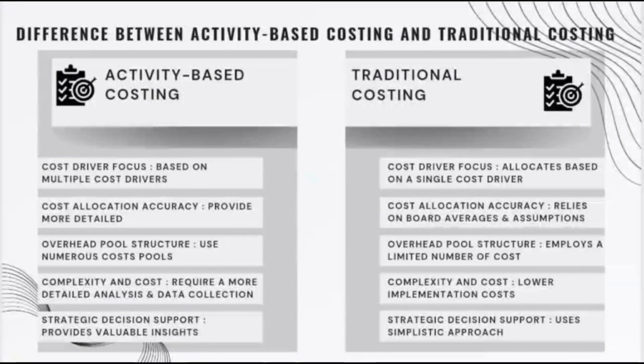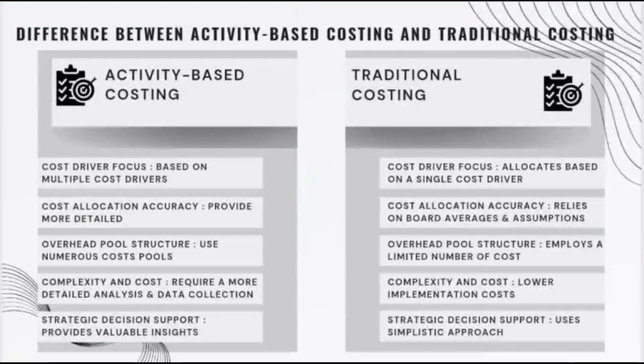Second is cost allocation accuracy. Traditional costing relies on broad averages and assumptions when allocating overhead costs to products or services. Activity-based costing, however, takes into account the specific activities that consume resources and assigns costs more accurately. It also provides a more detailed and precise breakdown of costs, which helps in better decision making regarding pricing, product mix, or process improvement. The third is overhead pool structure.